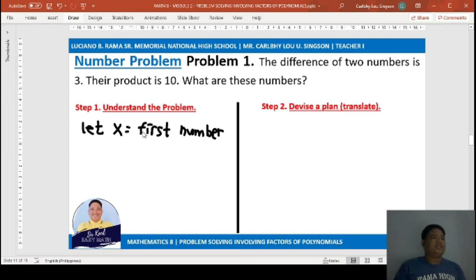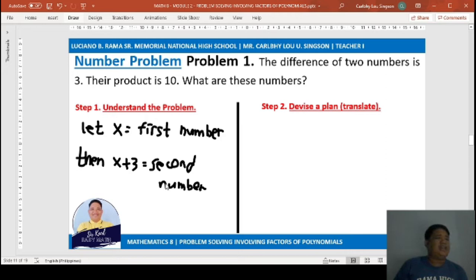All right. So since the difference of the two numbers is 3, then we could say that our second number, we can have it x plus 3, right? So x plus 3 would become our second number. All right. So we have two numbers that are unknown, the first number and the second number. We denote our first number as x, and we have x plus 3 as our second number, okay?